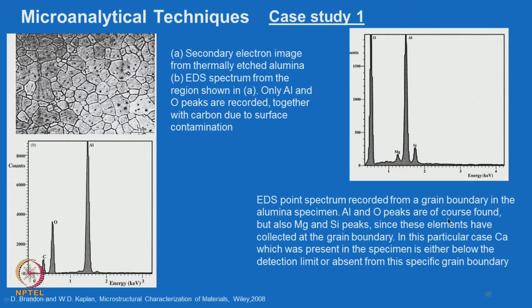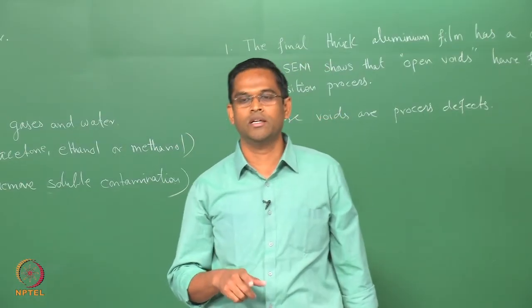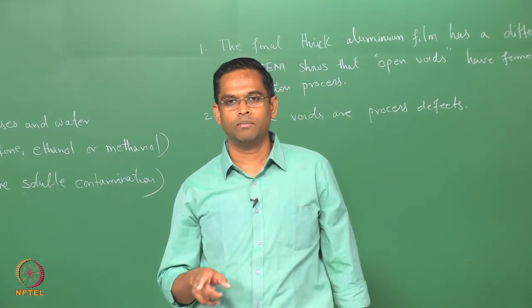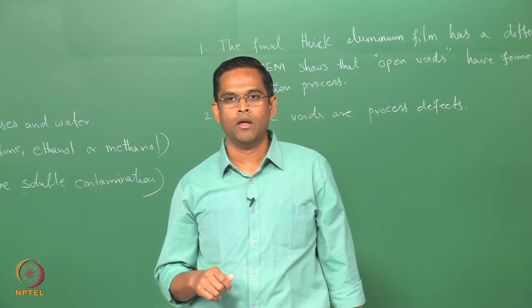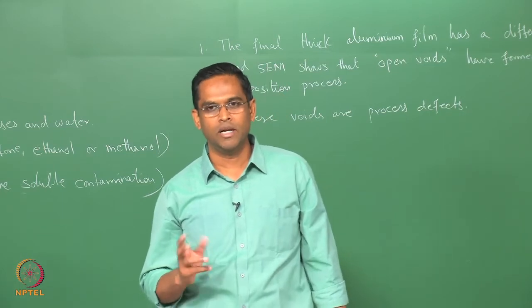Aluminum and oxygen peaks are of course found, but also magnesium and silicon peaks, since these elements have collected at the grain boundary. In this particular case, calcium, which was present in the specimen, is either below the detection limit or absent from this specific grain boundary. So, the first and foremost important point to note here is the first spectrum is recorded on the grain, the second spectrum is recorded from the grain boundary. So, you can see that in the grain boundary you are seeing additionally magnesium and silicon.